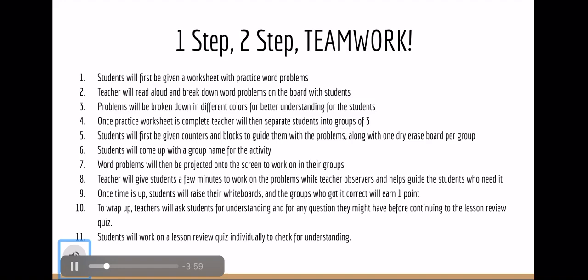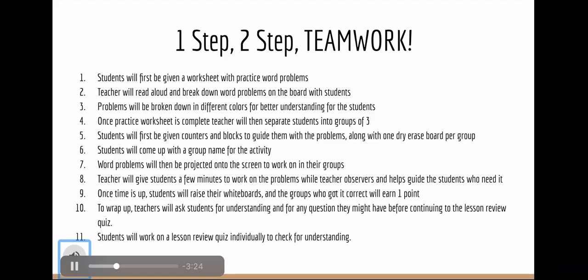Moving down to step 3, problems will be broken down in different colors for better understanding for students. Say the first sentence may be red, the second sentence blue, and the last one yellow. This really helps students figure out where one key point starts and ends, and another one starts and ends. It helps them figure out which parts of the word problem are key components, where they need to add and where they need to subtract.